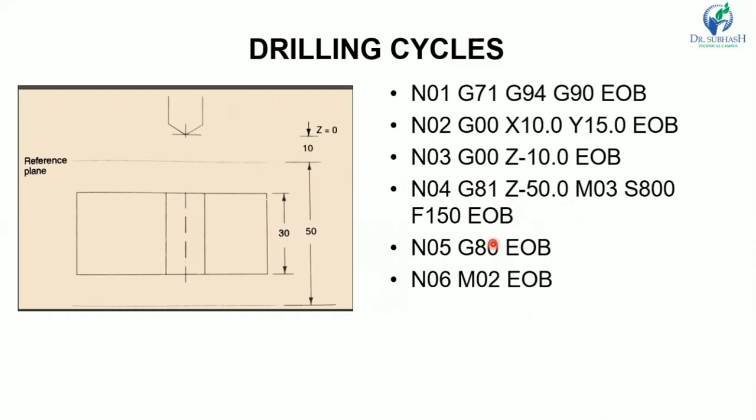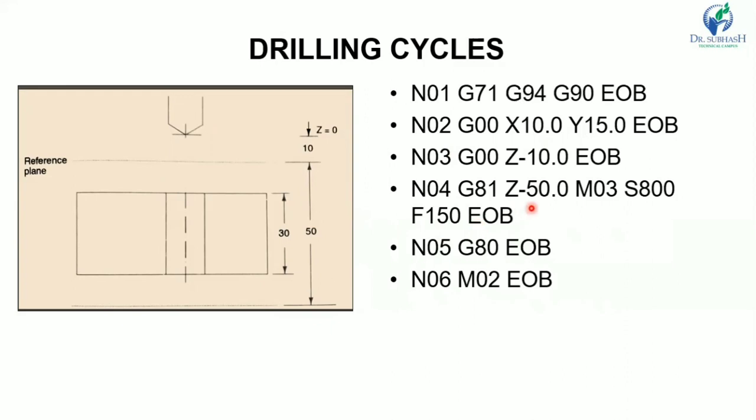First, metric mode, feed rate in mm per minute. The positioning block positions the drilling tool at X 10 mm and Y 15 mm. Now the drilling tool moves to the reference plane in rapid traverse. This reference plane is selected above the workpiece surface to avoid the drill striking the workpiece while moving in rapid traverse.